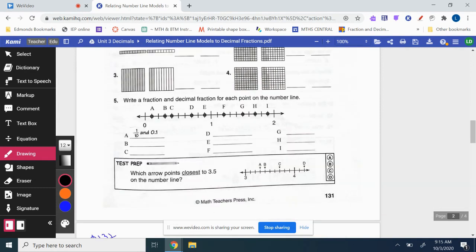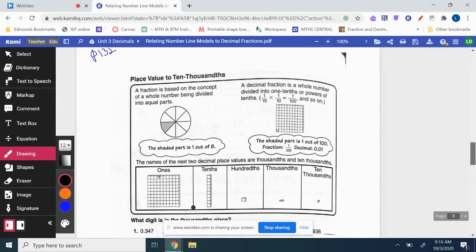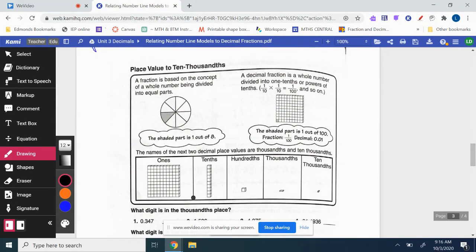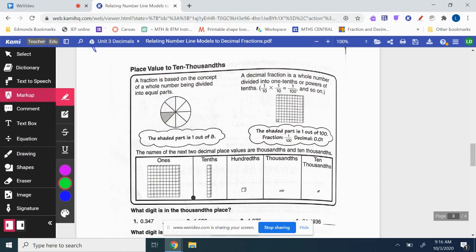Where I want to spend some time in some review is rounding. Place value to the 10,000ths, and then we're going to work on rounding. So if you remember, we talked about this being our solid one, and this being like our dollar, our whole dollar. Then this is our dime. And then we go to pennies.